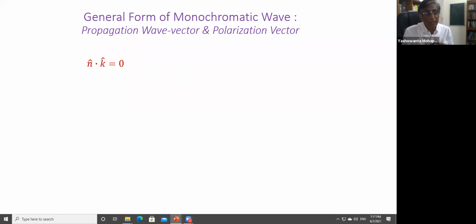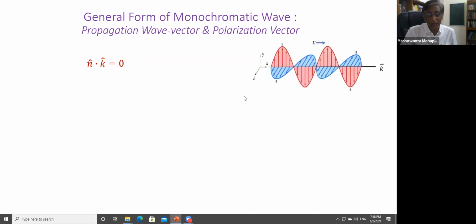The polarization direction is given by the electric field, so n hat is the direction in which the electric field is oscillating, and the wave is propagating in the k direction. So n dot k is 0. k is the wave vector. We'll call this the wave vector. The magnitude is 2 pi by lambda, with a direction, the progression direction.